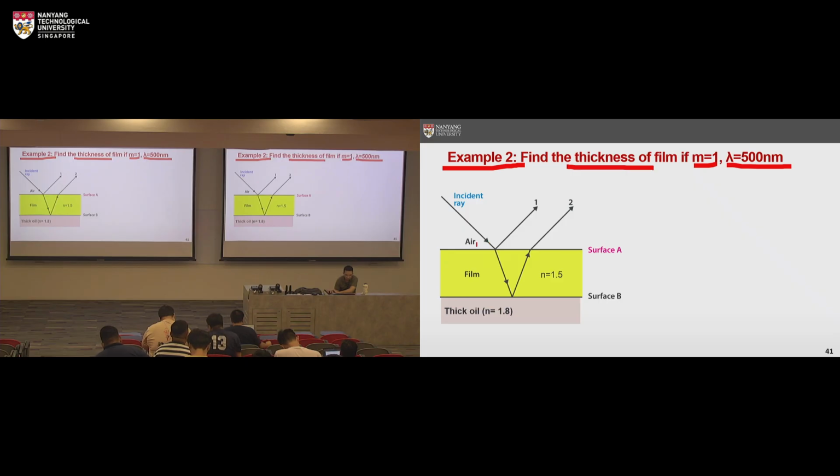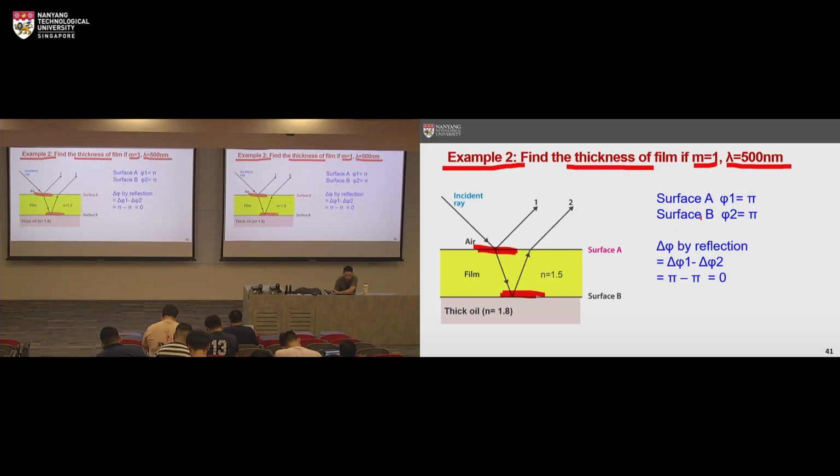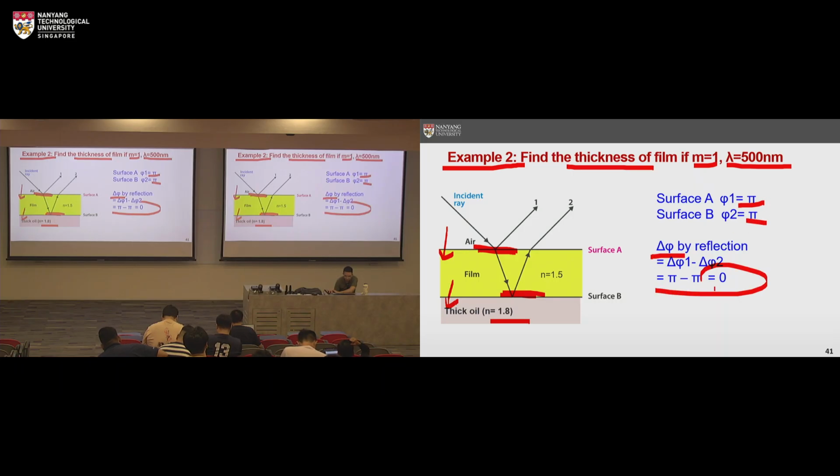So here again, you have air, film, oleo. So this is surface 1. This is surface 2. So at surface A, your phase change is from air to film, which is from small to big. At surface B is from film to oleo, which is also small to big. So it's pi and pi. So the difference is 0.